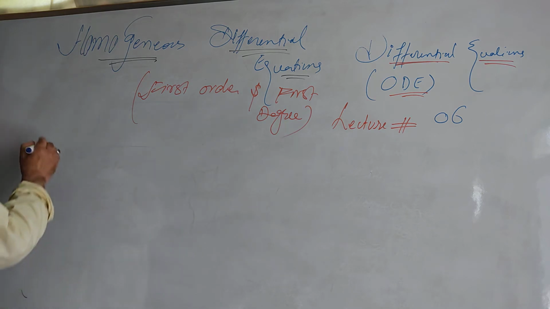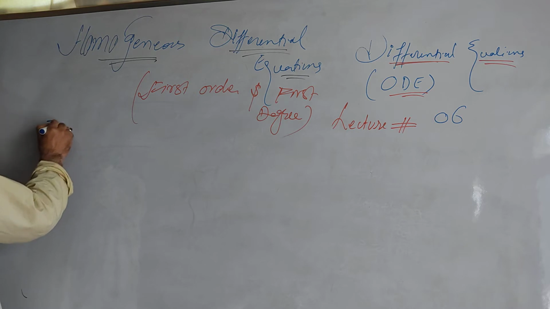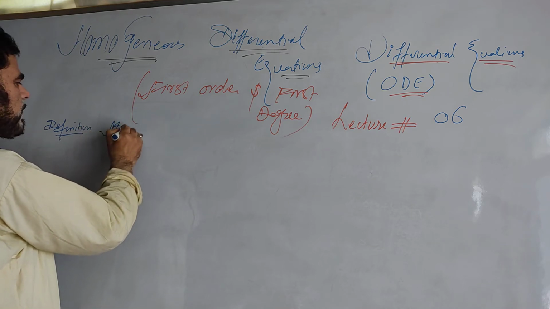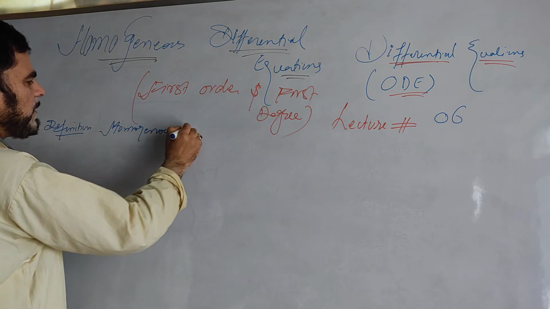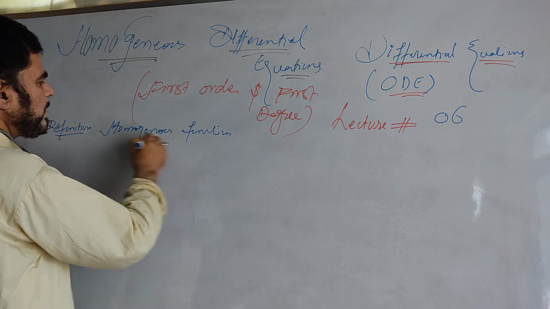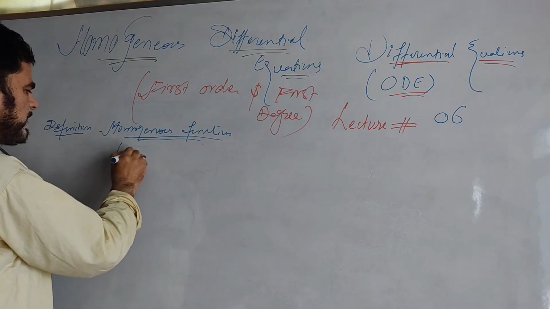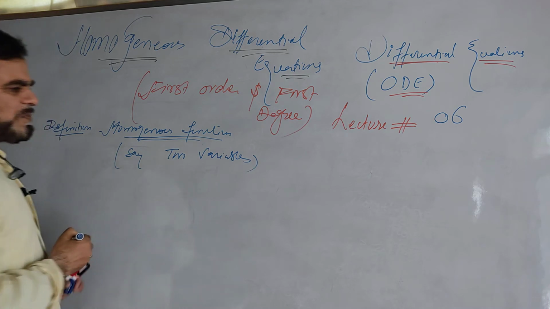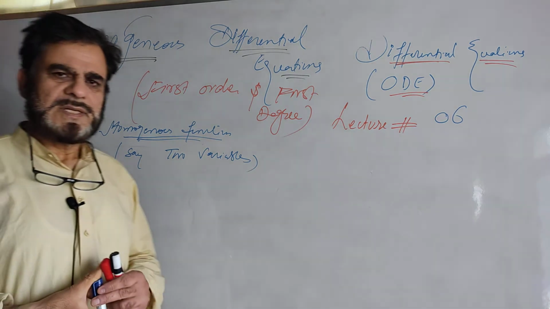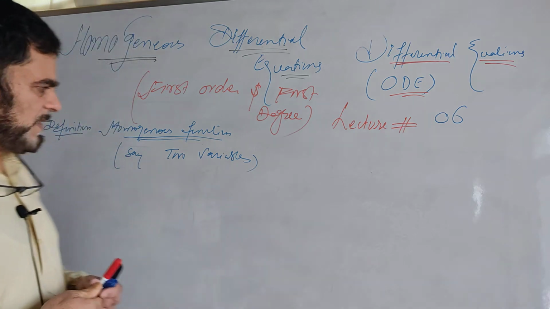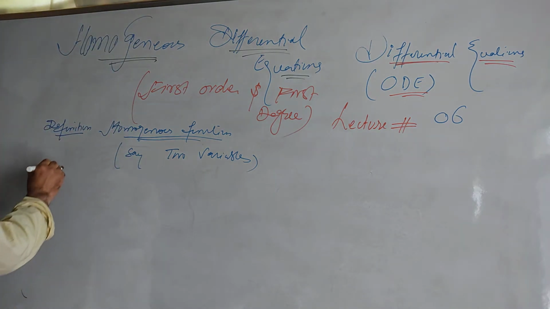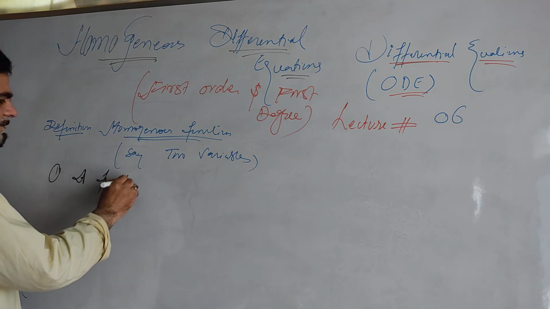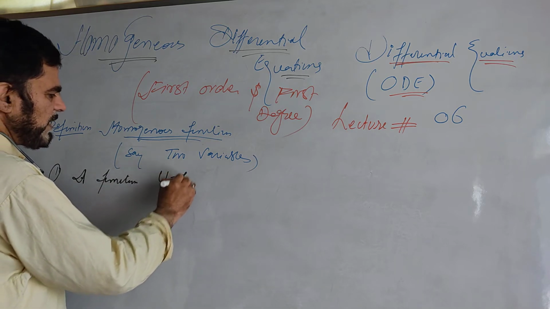I will just define what we mean by the definition of a homogeneous function. What do we mean by a homogeneous function? Say of two variables. We can have homogeneous functions of more than two variables, but we shall take here a homogeneous function of two variables. We can take the first definition: a function u is equal to f of x, y.